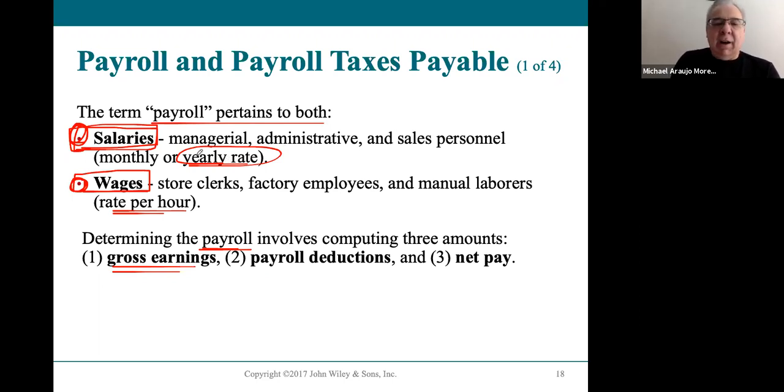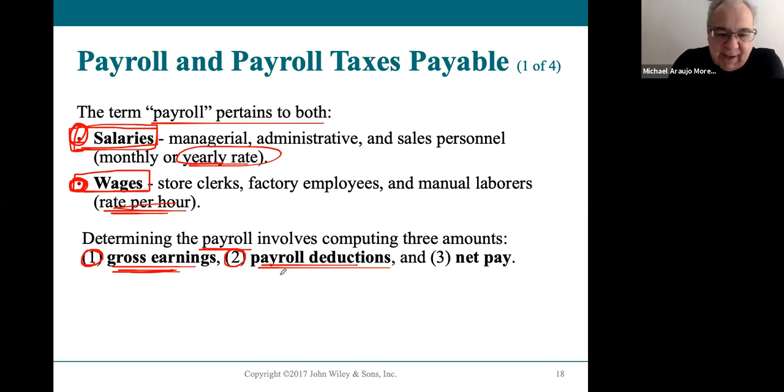Okay. For a wage worker, I have to find out the hours that that person worked, multiply that by the rate per hour. If it's over 40 hours, I'm going to have to change the rate per hour to time and a half, and that'll calculate gross earnings. So that's the first step. Understanding how we calculate gross earnings is important. Payroll deductions are important to understand too, because there are mandatory deductions by law.